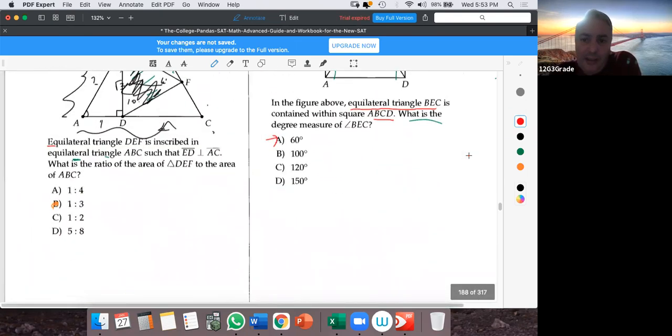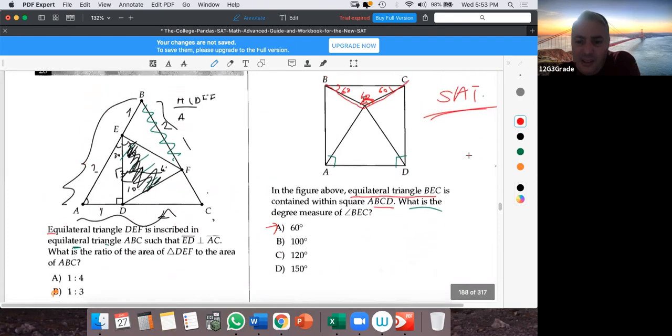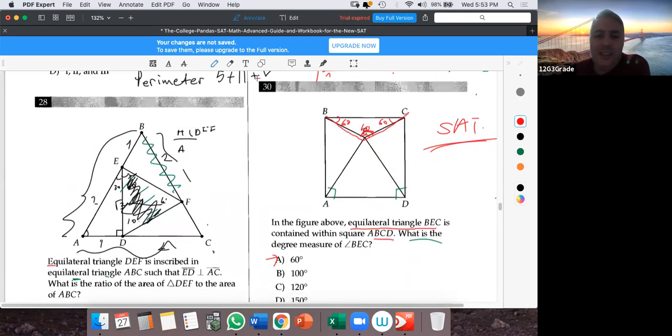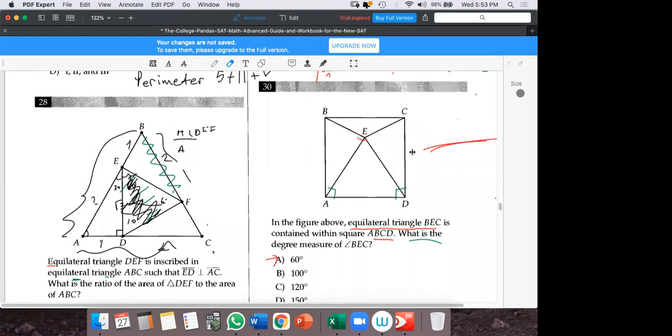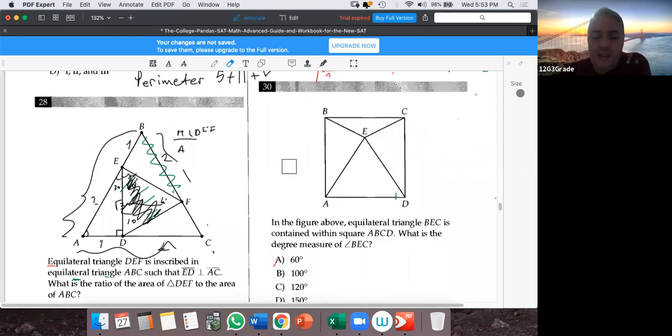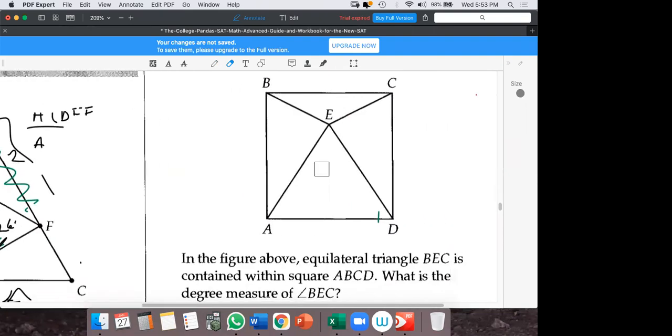Let's have a look again. It mustn't be so easy. It is so easy. Why is it so easy? Guys, am I making a mistake somewhere? Let us read the question again. What is the degree measure of BEC?